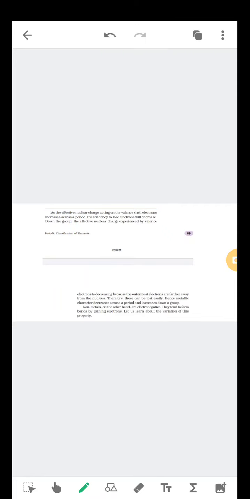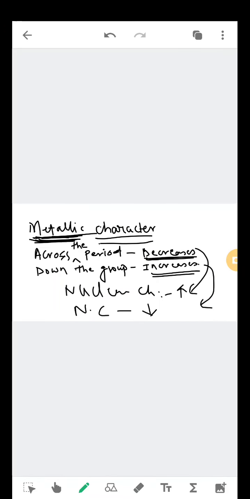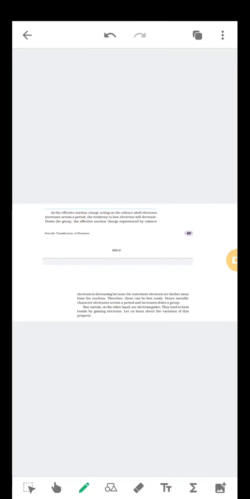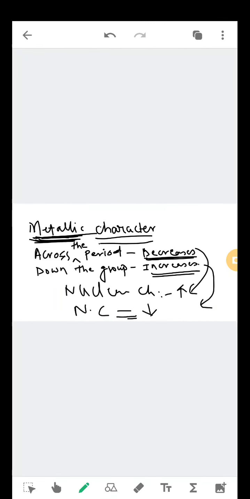Okay, why? Because non-metals don't lose electrons, they gain electrons, they retain their electrons, okay. So tendency to lose electron will decrease, so hence metallic character is decreasing when you move from left to right. This is the thing you need to remember, okay. So nuclear charge decreases when you go down the group. Across the period, the nuclear charge increases. Down the group, the nuclear charge decreases, okay.